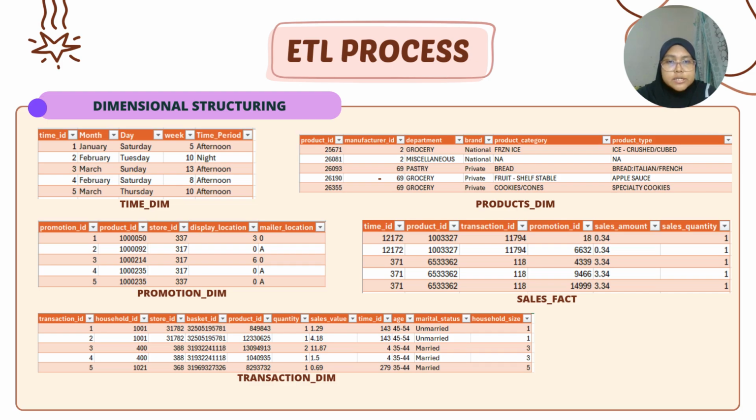Second, the product dimension contains product details like category and brand, allowing us to do analysis by product type. Third, the promotion dimension records promotion information. This helps us to see how different promotions affect sales. Fourth, the transaction dimension combines transaction and customer data, which can help us to study sales patterns across customer groups. Finally, the sales fact table stores sales quantity and amount, which will be important for the analysis.